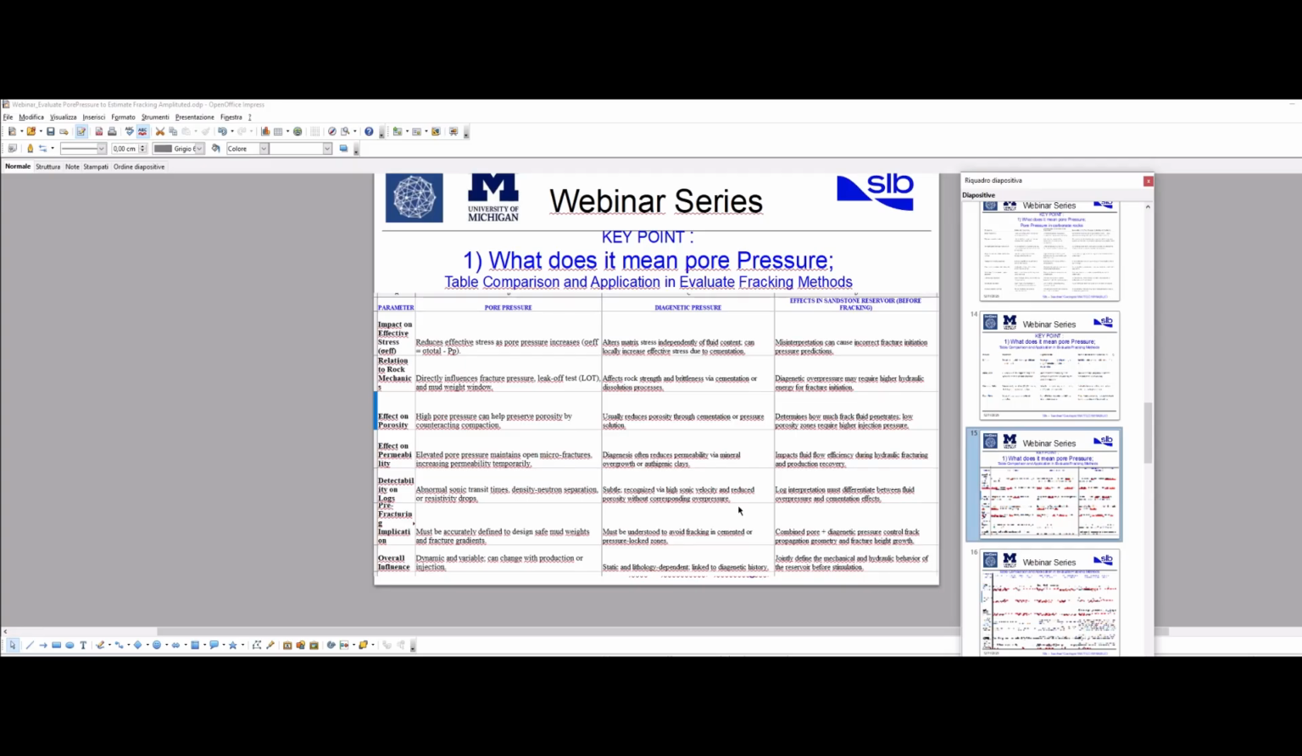Combined pore pressure and diagenetic pressure control frac propagation geometry and fracture height growth. The overall influence is dynamic and variable, and can change with production or injection. It depends on a jointly defined mechanical and hydraulic behavior of the reservoir before stimulation. So it's clear that you can change the mechanical and hydraulic behavior if you do not consider these effects of pore pressure in choosing the fracture pressure of fracturing.